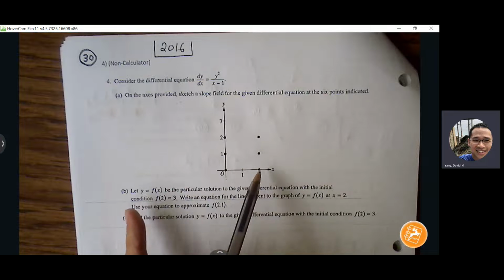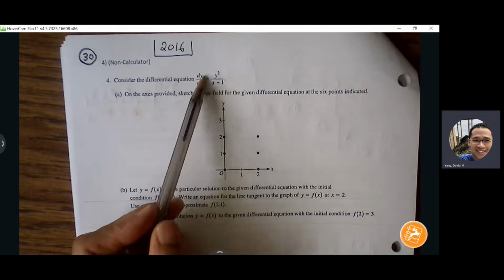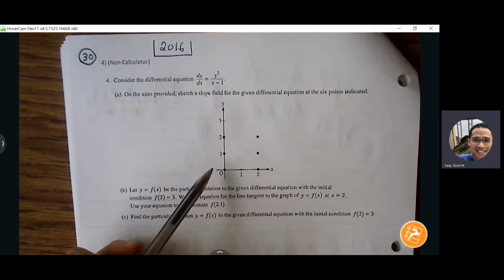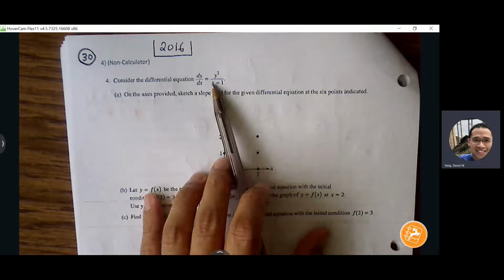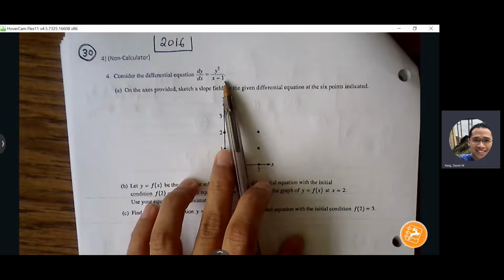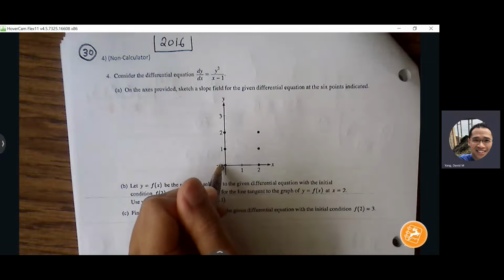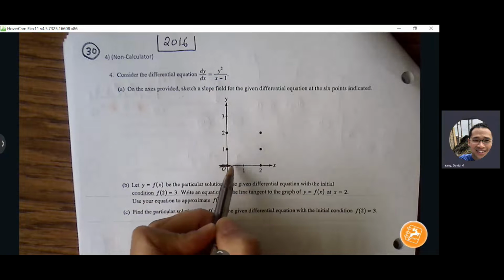So we want to identify all the locations of these ordered pairs, and one by one we insert them into the differential equation. And whatever number we get back in return, we translate that into a short slope segment. For instance, if I plug 0 in for x and y, my ordered pair is 0, 0. I get 0 over 1, which is 0. So I need to draw a horizontal line. So slope 0 is a horizontal line.